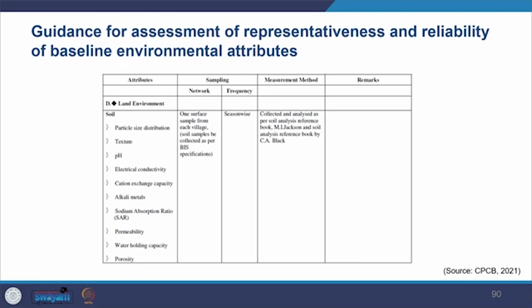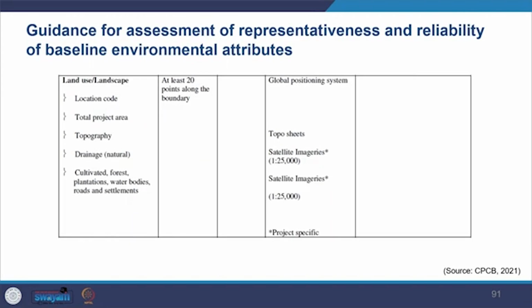Likewise, you see how you have to take care of land use and landscape. You have to provide location code, total project area, and you have to look into topography and drainage; all these have to be seen. And then at least 20 points along the boundary. As per the norms, you have to take 20 points along the boundary, and then measurement can be by GPS, the global positioning system, topo sheets, and satellite imageries, and it might vary with project specification. So that is what we saw today.